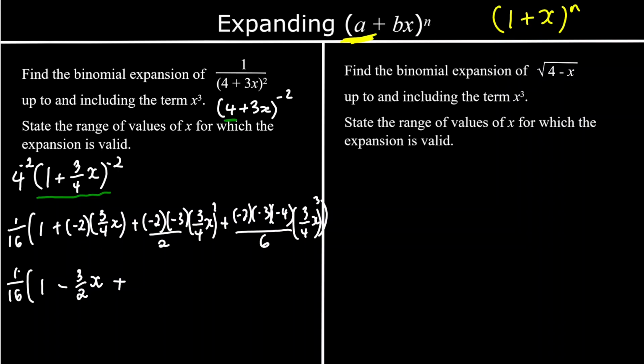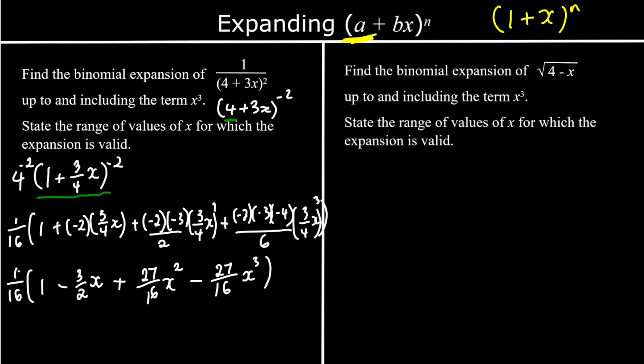And we've got, so the 2's cancel out, 9/16 times 3, 27/16 x squared. A negative times a negative times a negative is negative. 2 times 3 over 6 cancels out. So we've got 3 cubed over 4 cubed times 4, which is 3 cubed over 4 squared. So 27/16 again, x cubed.